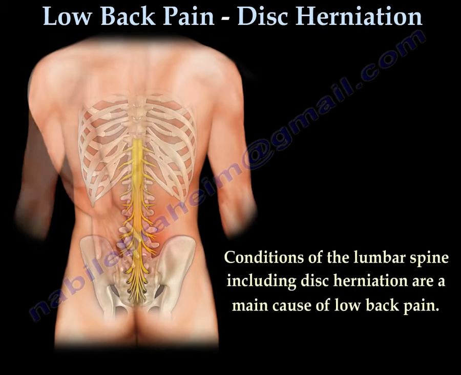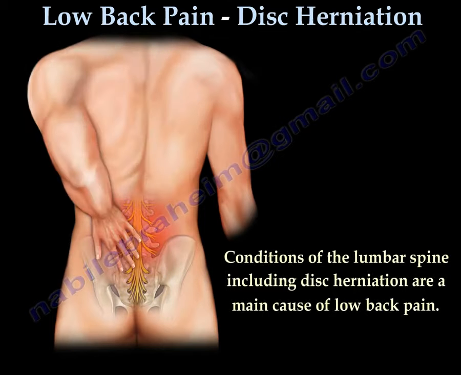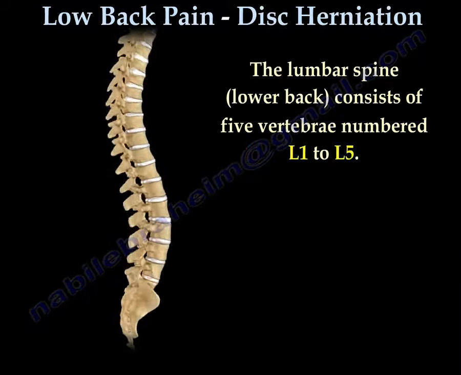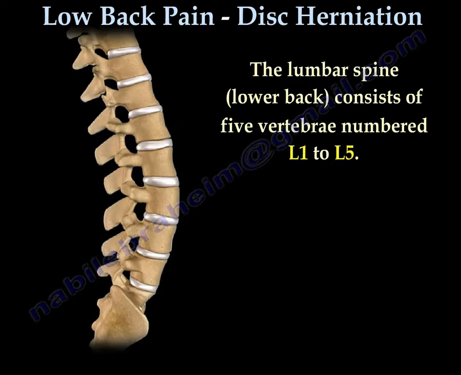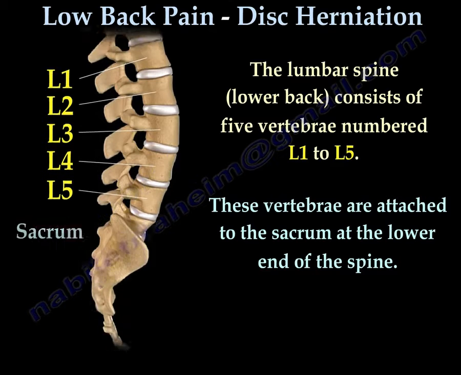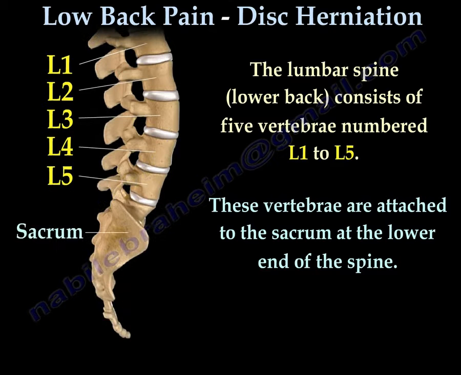Different conditions of the lumbar spine, including disc herniation, are the main cause of low back pain. The lumbar spine, which is the lower back, consists of 5 vertebrae. We call it L1, L2, L3, L4, and L5. These vertebrae are attached to the sacrum, the tailbone, at the lower end of the spine.